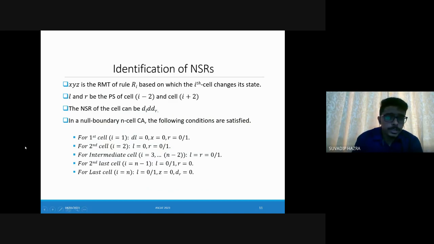Suppose XYZ is indicating the RMT of rule Ri, based on which the i-th cell rule will change. And LRR is indicating the (i-1)th cell and (i+2)th cell. And the NCR of XYZ is indicated by DL, D, and DR. For a two-state null boundary CA, the following condition will always be satisfied. For the first cell, DL and X will always be set to 0. Similarly, for the second cell, intermediate cell, second last cell, and the last cell, this condition will always hold.